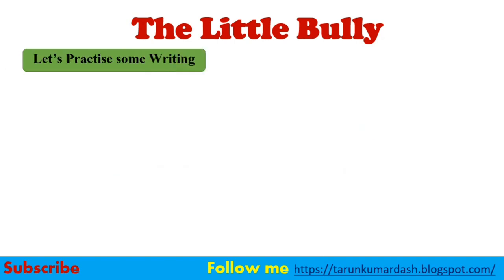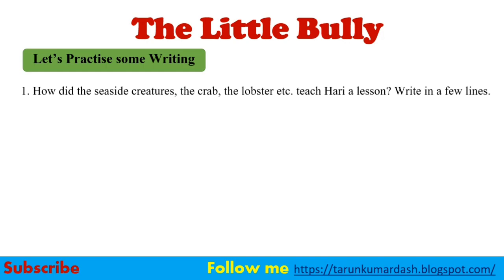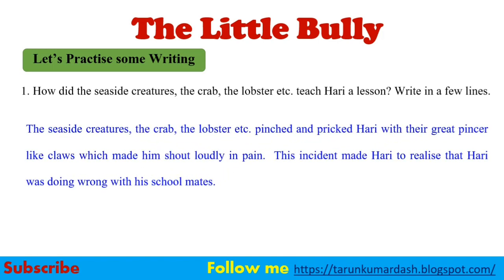Let's practice some writing. How did the seaside creatures, the crab, the lobster, etc. teach Harry a lesson? Write in a few lines. The seaside creatures, the crab, the lobster, etc. pinched and pricked Harry with their great pincer-like claws, which made him shout loudly in pain. This incident made Harry realize that he was doing wrong with his schoolmates.